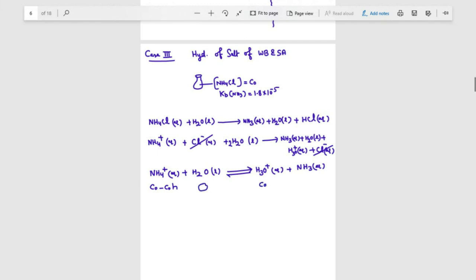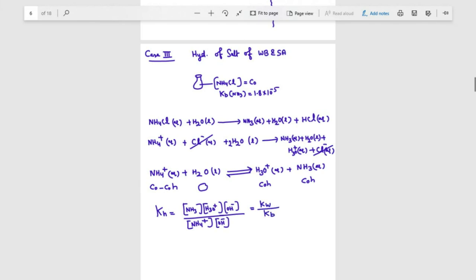So there is formation of NH3 and H3O plus, right? By the same way, we can write that the hydrolysis constant of this reaction is equal to the concentration of NH3 into concentration of H3O plus upon concentration of NH4 plus. We will not write water, it is solvent, right? So if we multiply the numerator and denominator by OH minus ion concentration, it can be simplified as Kw upon Kb.